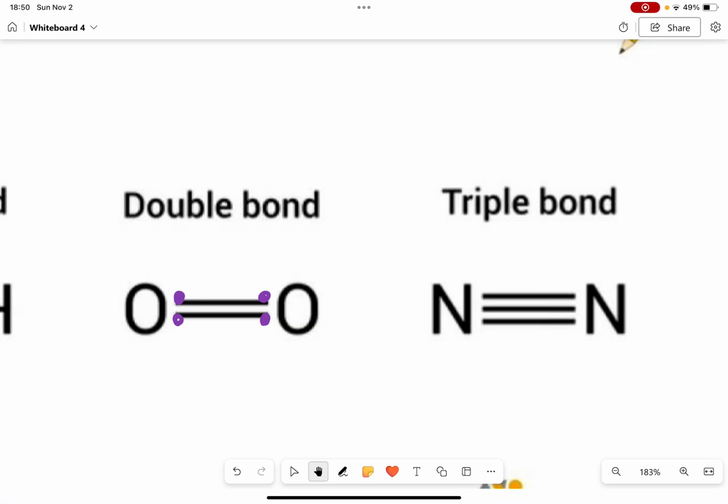So between an oxygen and an oxygen, they are each giving each other one electron to share, and then a triple bond would be 6. So it's sharing 3 electrons per nitrogen with the other nitrogen.